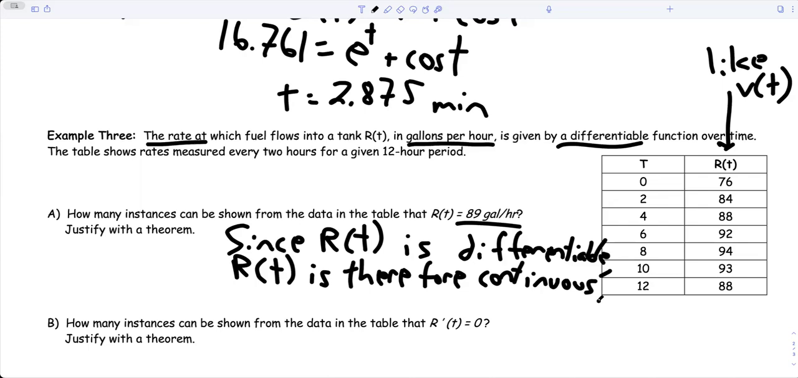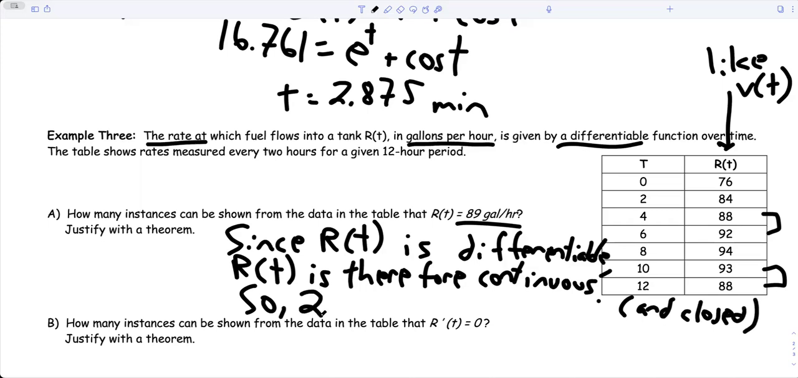So how many times is R(t) equal to 89? Well, if the function's continuous and it goes from 88 to 92, then it has to be equal to 89 at least once there. And it also has to be equal to 89 if it goes from 93 to 88. If the function is continuous, it's also closed, right? It's going from 0 to 12. Okay, I'm gonna put closed out here.